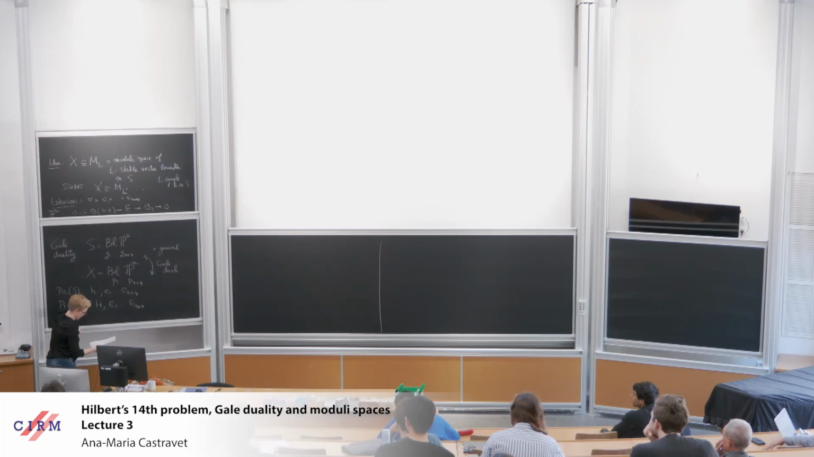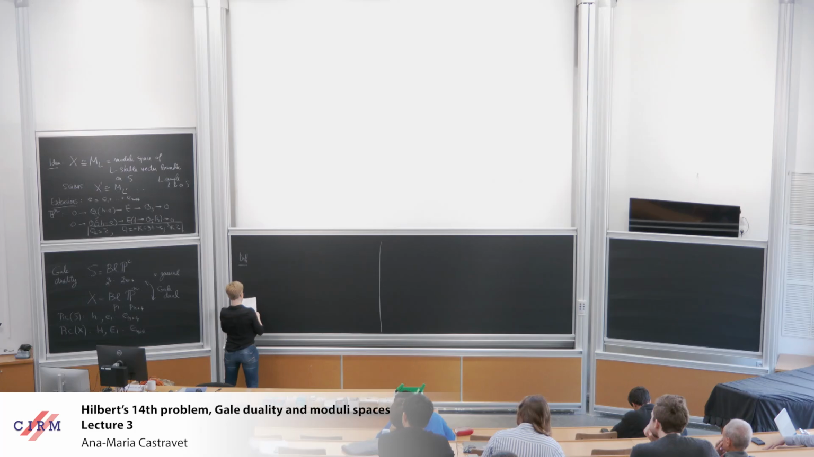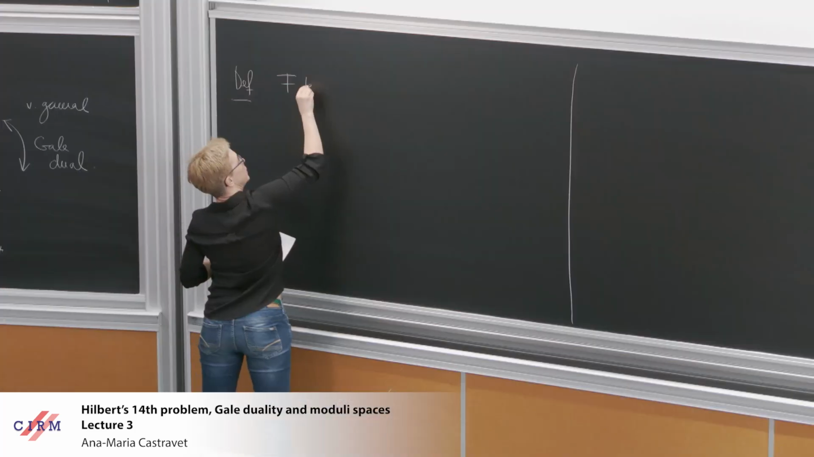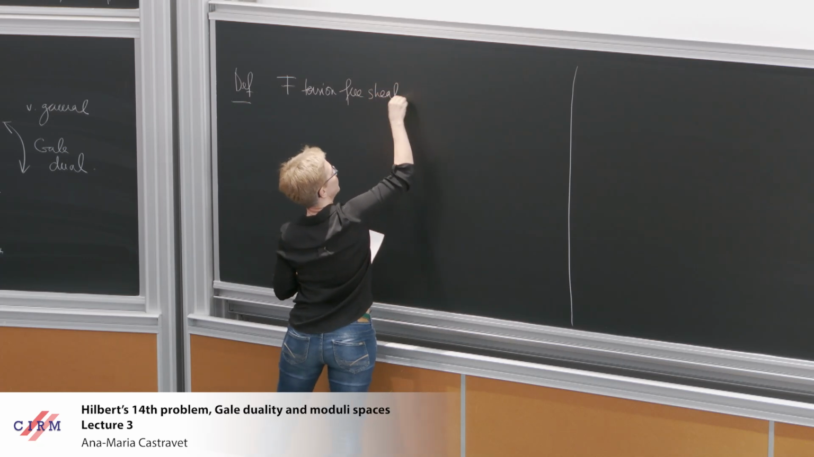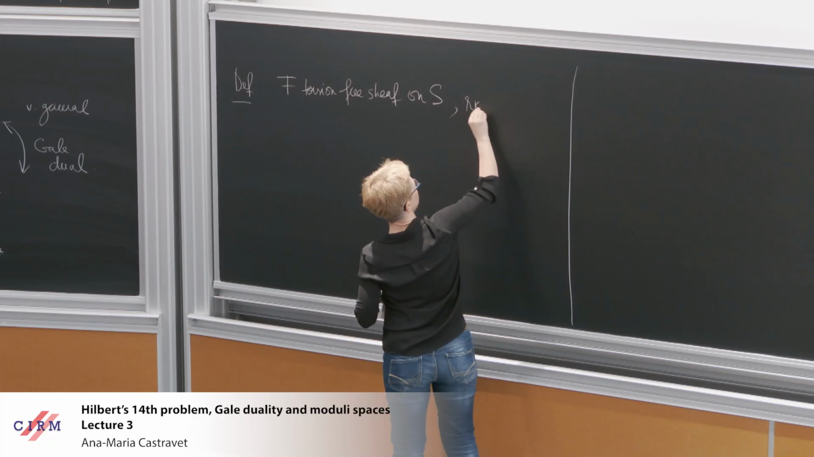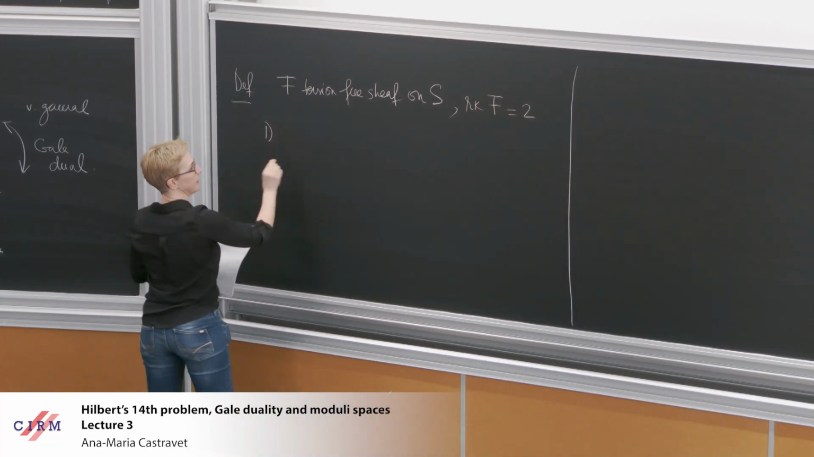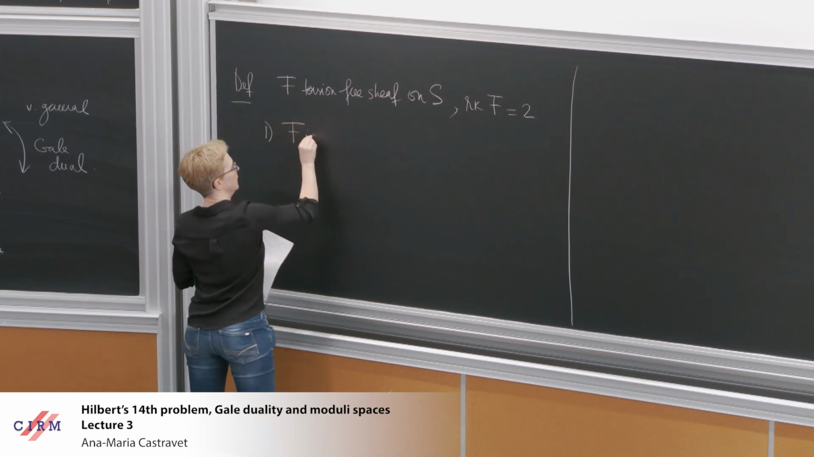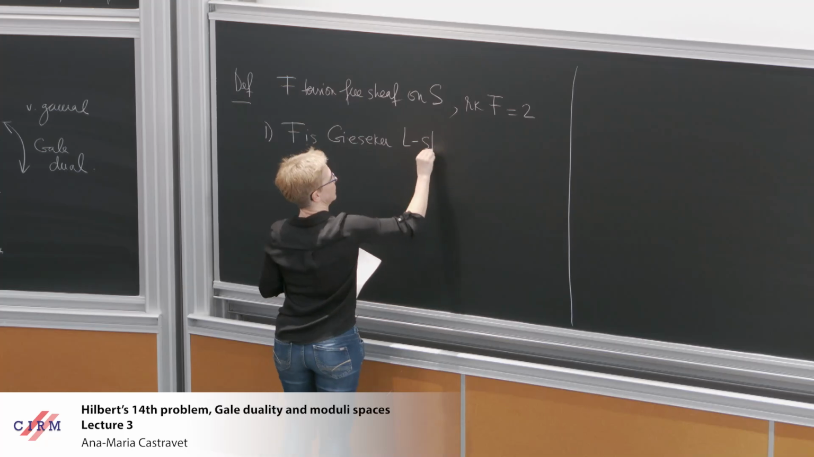Okay. So what are L-stable sheaves? Okay, so if you have a torsion-free sheaf on S, I will do the case that interests us, so rank 2. This is called Gieseker L-stable, or just L-stable.